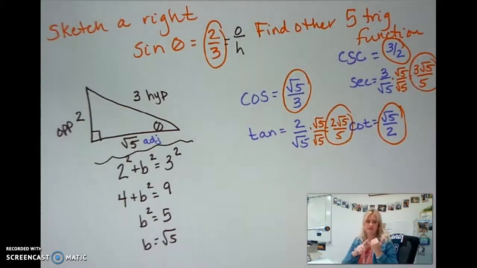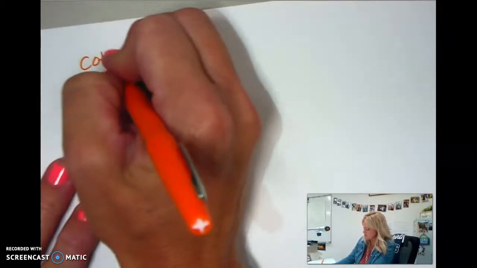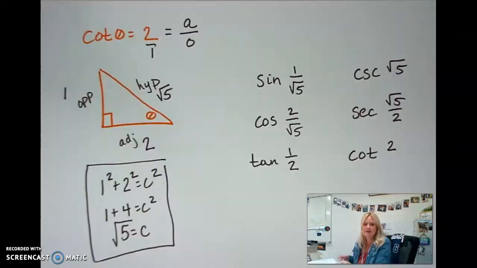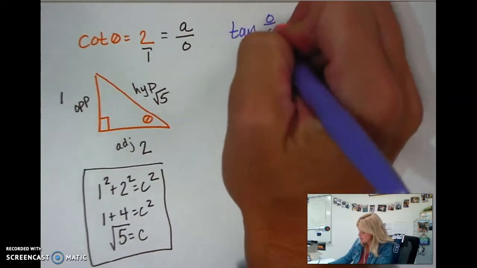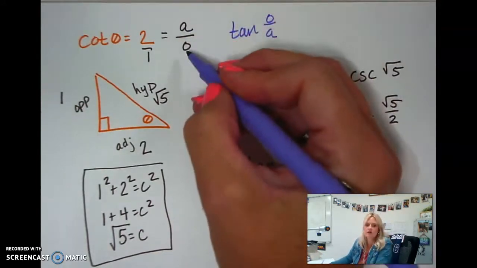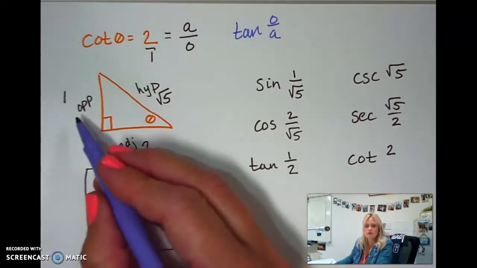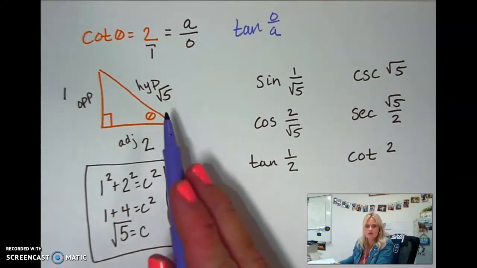So we're using Pythagorean theorem, we're using right triangle trig, and we're using SOHCAHTOA. Okay? So on your own, sketch a triangle where cotangent of theta equals 2 and find the other trig functions. Alright, if cotangent is 2 over 1, we know that tangent is TOA, so cotangent is A over O. So here's theta, my adjacent is 2, my opposite is 1, A squared plus B squared equals C squared, and I get hypotenuse is the square root of 5.